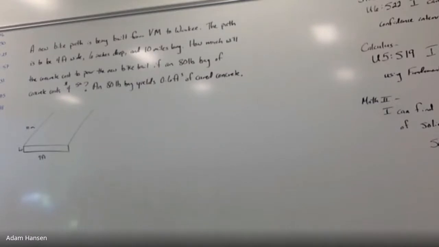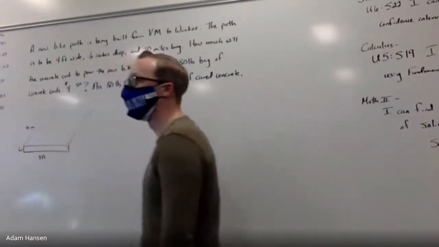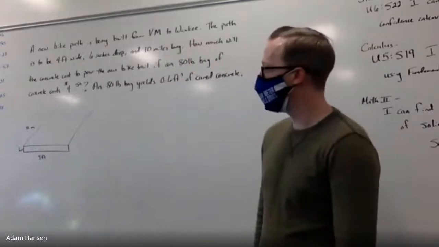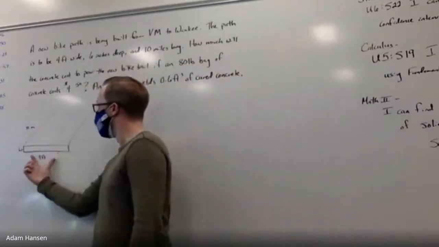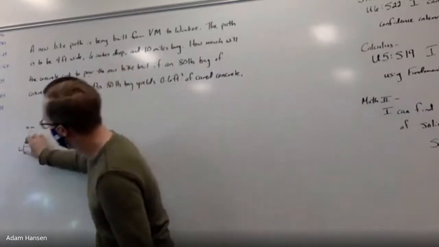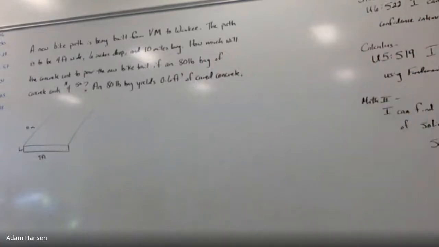In order to find the volume of this prism, this bike path, what do I have to multiply? Wouldn't it just be these three dimensions, the length, the width, and the height? What problem do I run into? Different units. I've got inches, feet, and miles. That's a problem.